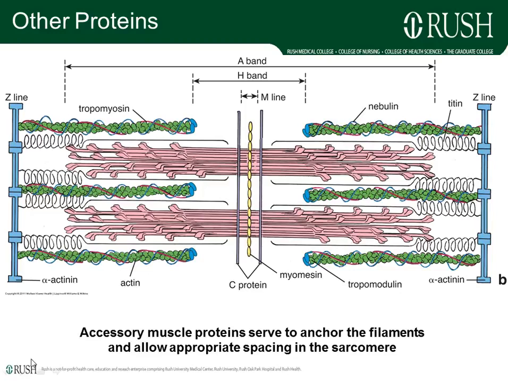This is how that looks diagrammatically, and also there are a number of accessory proteins that anchor the thick and thin filaments into their positions. For instance, the actin is anchored by alpha-actinin at the Z line. There's also titin, which helps organize the interface between the thick and thin filaments. There are two proteins, myomesin and C protein, in the M line, which help anchor and organize the thick filaments.